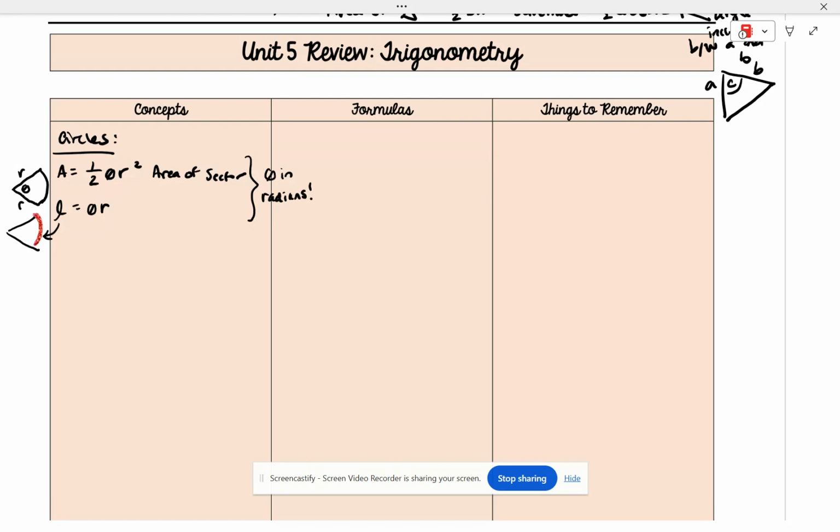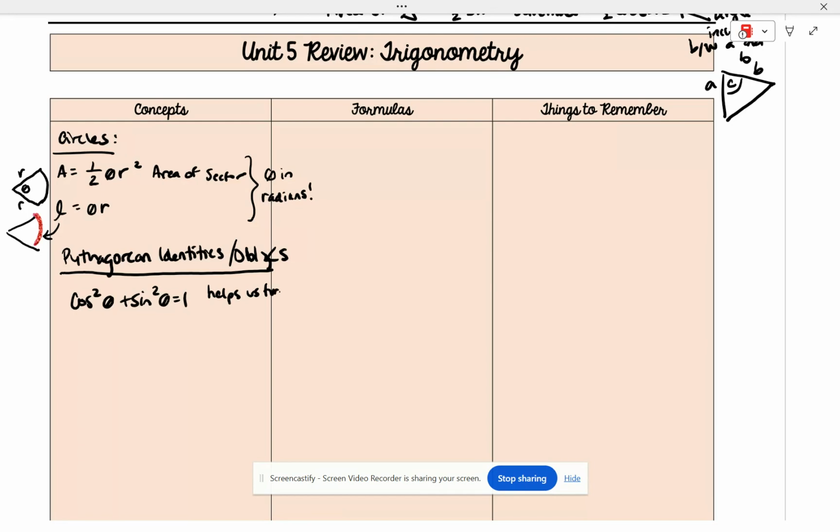Okay. Next, let's move on to Pythagorean identities. I'm going to lump the double angle formulas in here as well because these are basically just the tools that we have to rewrite when we're solving equations, okay? So I've got Pythagorean identities and double angles. So we've got cosine squared theta plus sine squared theta equals 1. This helps us turn one into the other.